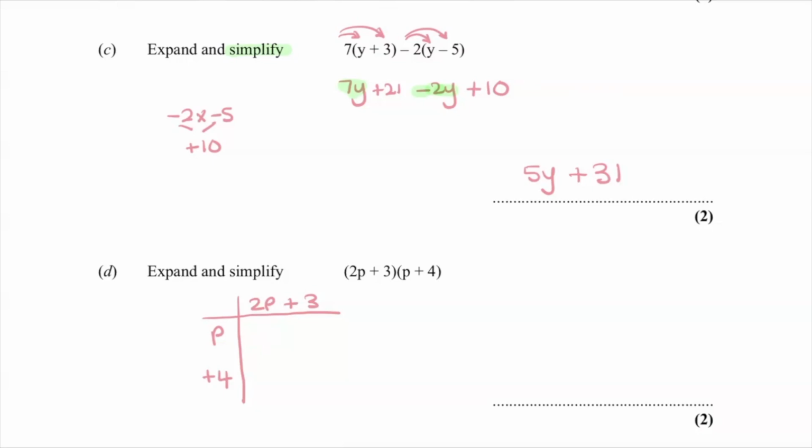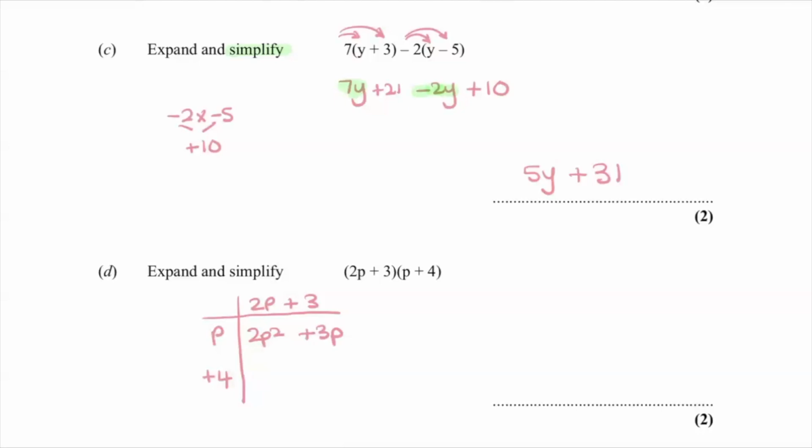So p times 2p is 2p squared. And then here we've got p times positive 3. So it all just gets squashed together. What you see is what you do. So I've got a positive 4 times 2p.